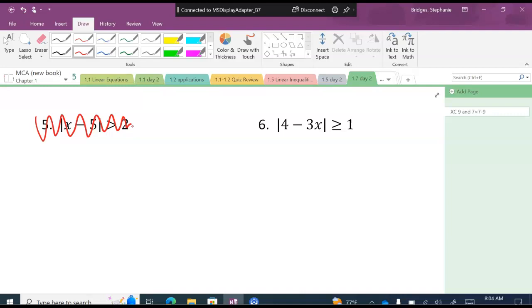Divide by a negative, exactly. When we're dividing to get rid of that negative 3 that's in front of x, we're going to have to flip our inequalities again, even after you've already flipped one of them.